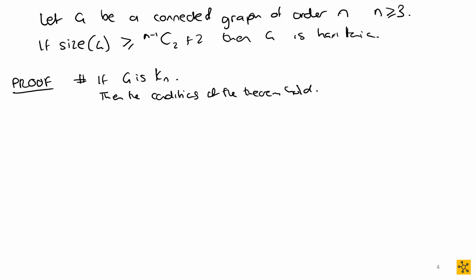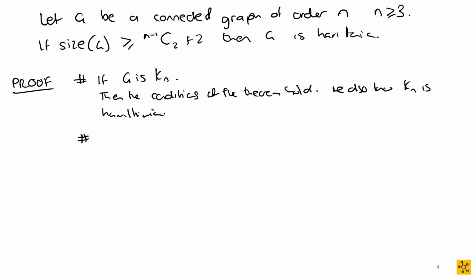So in that case, the conditions of the theorem hold purely because in the complete graph, it's nC2. But we also know, and this is what we need to write now, that Kn is Hamiltonian. So if it's complete, we know the size is greater than n minus 1 C2 plus 2 because we know that nC2 is greater than that. And we also know that the complete graph is Hamiltonian, so we're done.